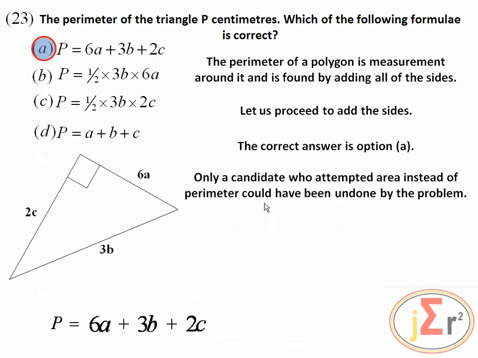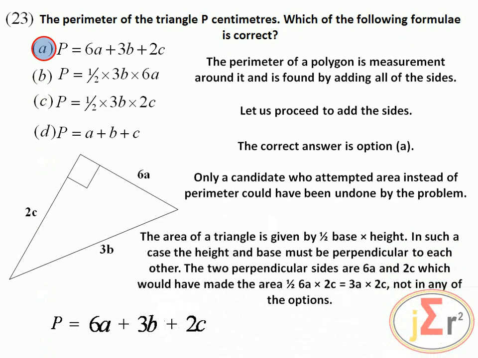Only a candidate who attempted area instead of perimeter could have been undone by the problem. The area of a triangle is given by a half base multiplied by height. In such a case, the height and the base must be perpendicular to each other. The two perpendicular sides are 6a and 2c, which would have made the area a half of 6a multiplied by 2c, which is equal to 3a multiplied by 2c. And that one is not in the options.